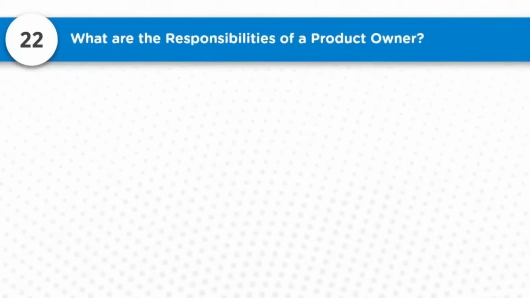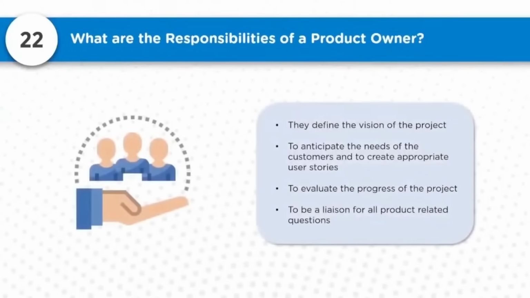So what are the responsibilities of a product owner? The product owner defines the vision of the project. They anticipate the needs of the customer and create appropriate user stories. They don't write user stories as such. They definitely have a set of people, the team, who should get involved to write the user stories. A lot of discussion and brainstorming has to happen to write user stories, but the product owner is accountable.